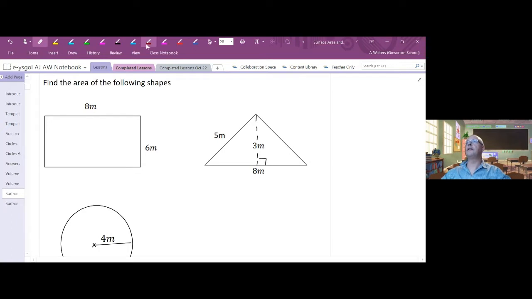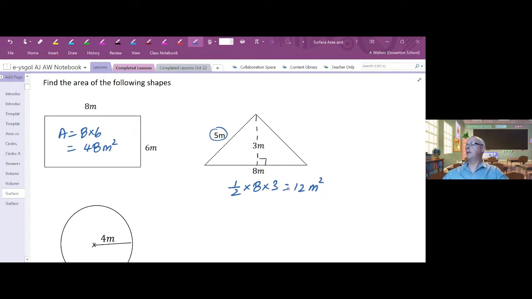So the first question is a simple rectangle, and we're trying to find the area. The area equals 8 times 6, 48, and we say meters squared. The second one, you must ignore the 5. The 5 you would use if you were trying to find the perimeter. The area of the triangle is a half times the base, which is 8, times the height, which is 3. A half of 8 is 4, and 4 times 3 is 12. And again, it's meters squared.